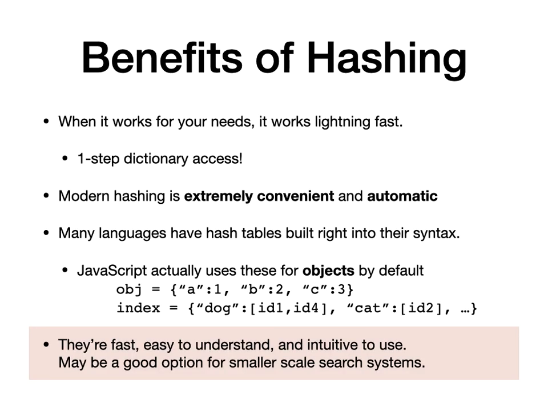So, when it works, it's lightning fast. One-step dictionary access. That's awesome. We have cut out our concerns about one particular chunk of our information retrieval process. And it's also super convenient. Modern hashing, every language has hashing available to it. In the language we'll be using, JavaScript, every object you've ever seen in JavaScript is also a hash table.